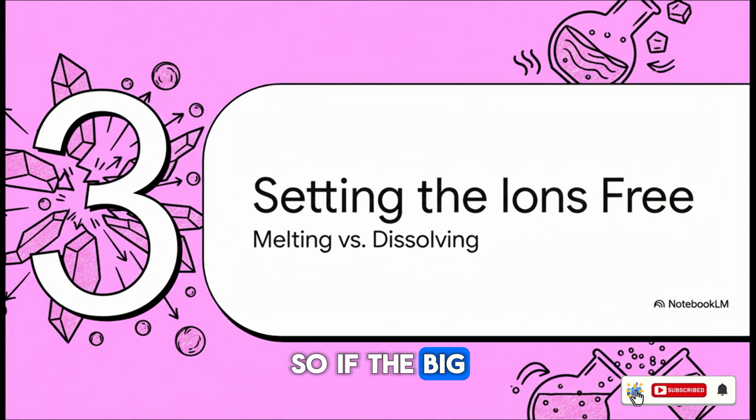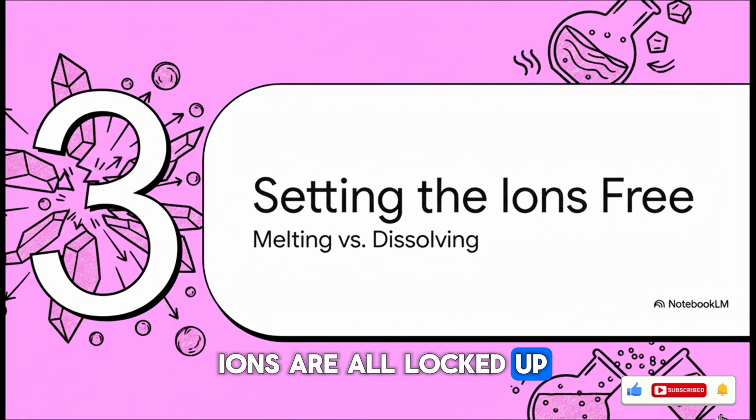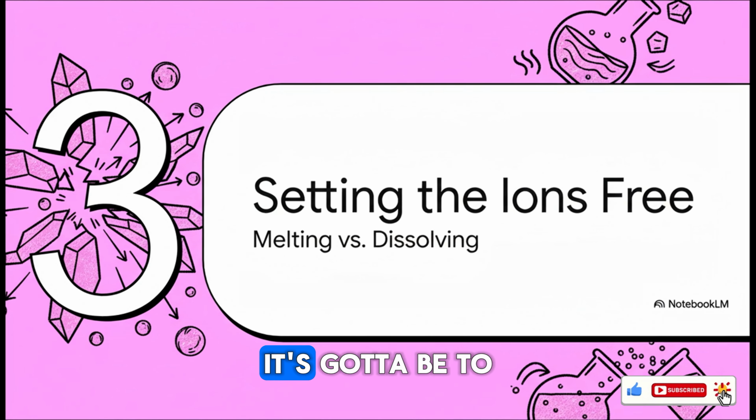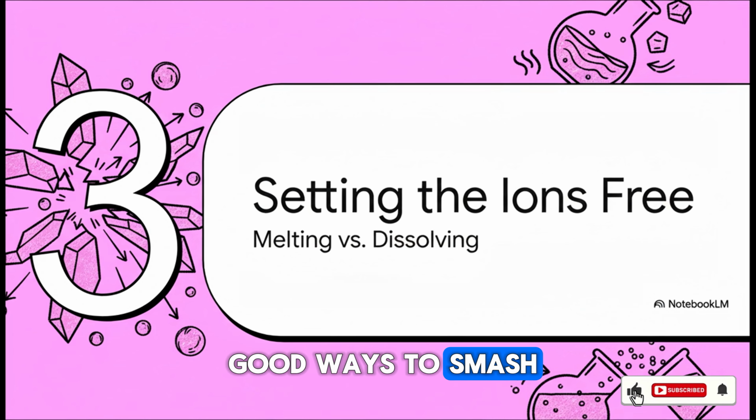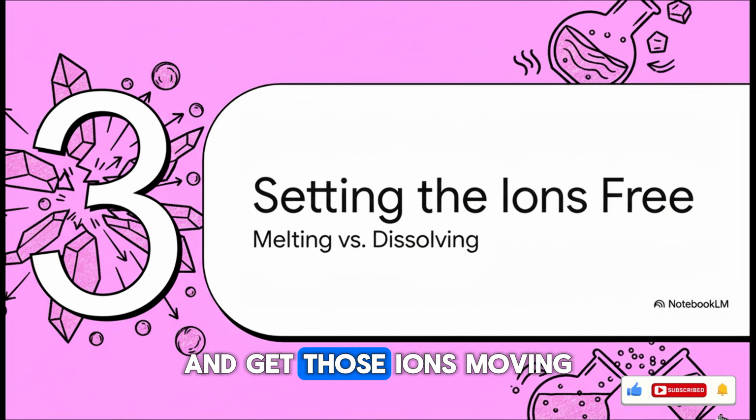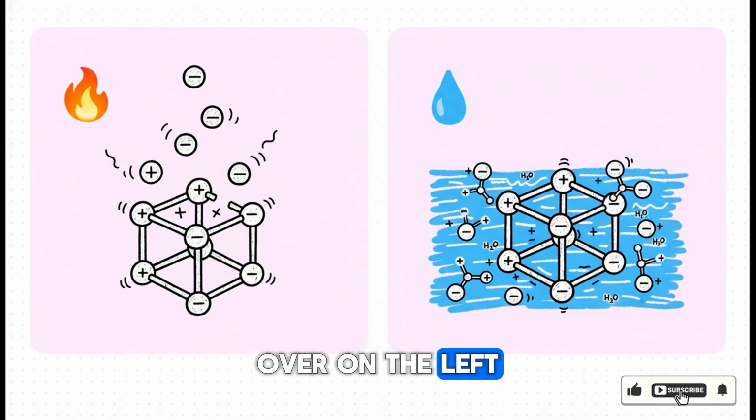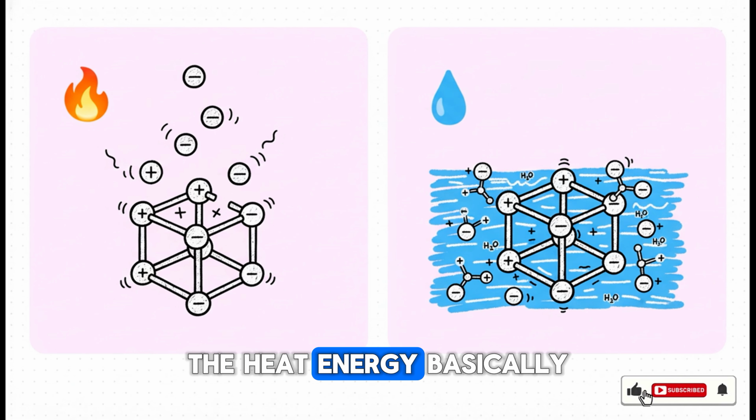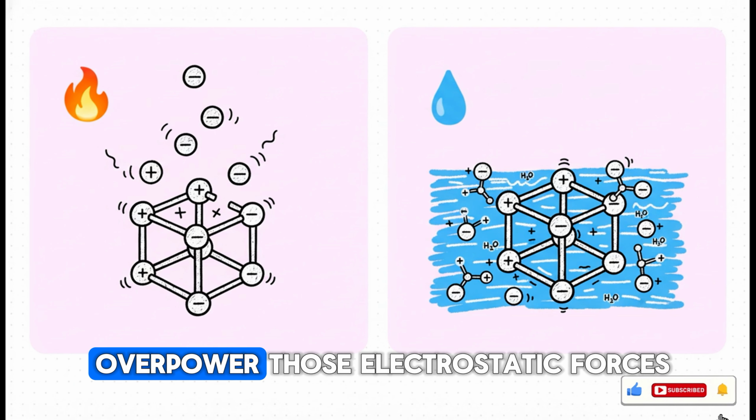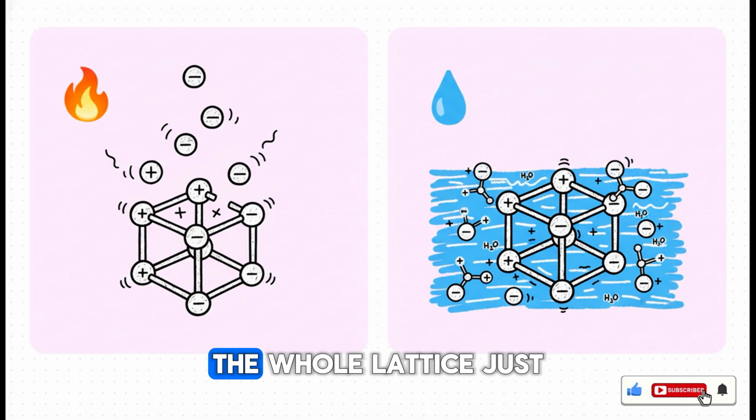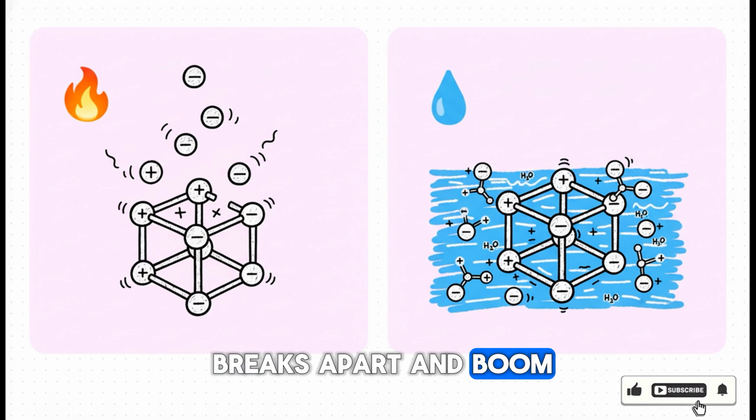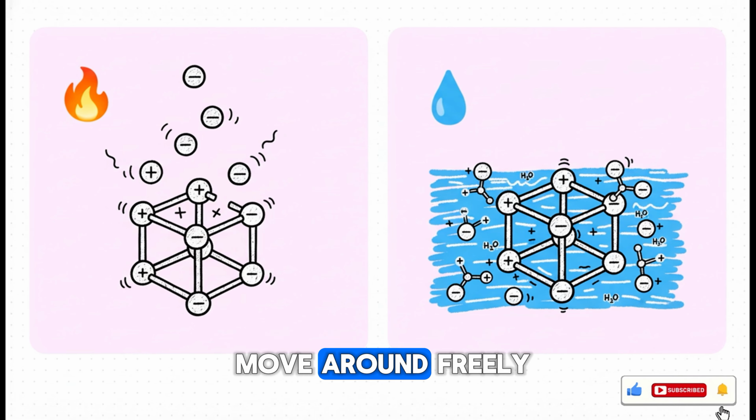Okay, so if the big problem is that the ions are all locked up, what's the solution? Well, it's gotta be to set them free, right? And lucky for us, in chemistry, we have two really good ways to smash that rigid crystal lattice and get those ions moving. And this slide shows us those two methods. Over on the left, we've got melting. If you heat that salt to a super high temperature, the heat energy basically gets strong enough to overpower those electrostatic forces. The whole lattice just breaks apart, and boom, the ions can finally move around freely.